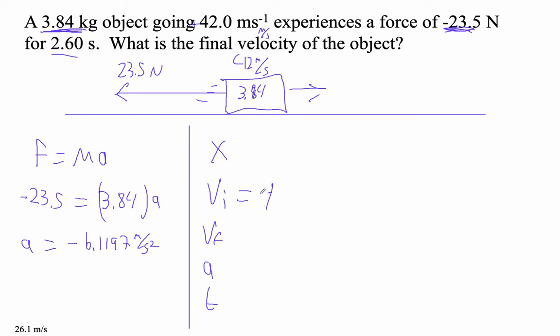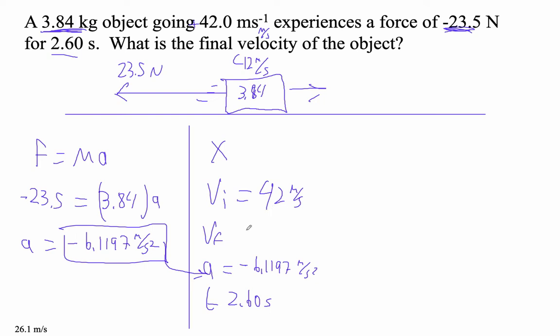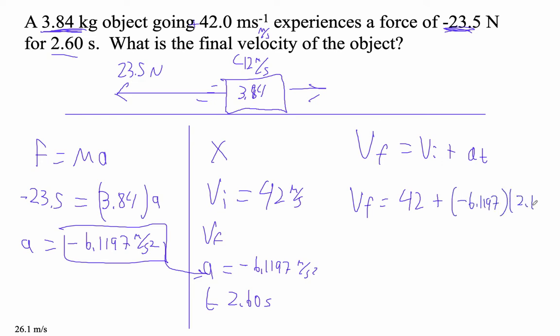Our initial velocity is 42 meters per second. Our time is 2.60 seconds. Our acceleration is this guy, negative 6.1197 meters per second squared. And what do we want? Oh, we just want the final velocity. So I guess we use no x, right? So use vf is vi plus at. vf is equal to 42 plus negative 6.1197 times 2.60.